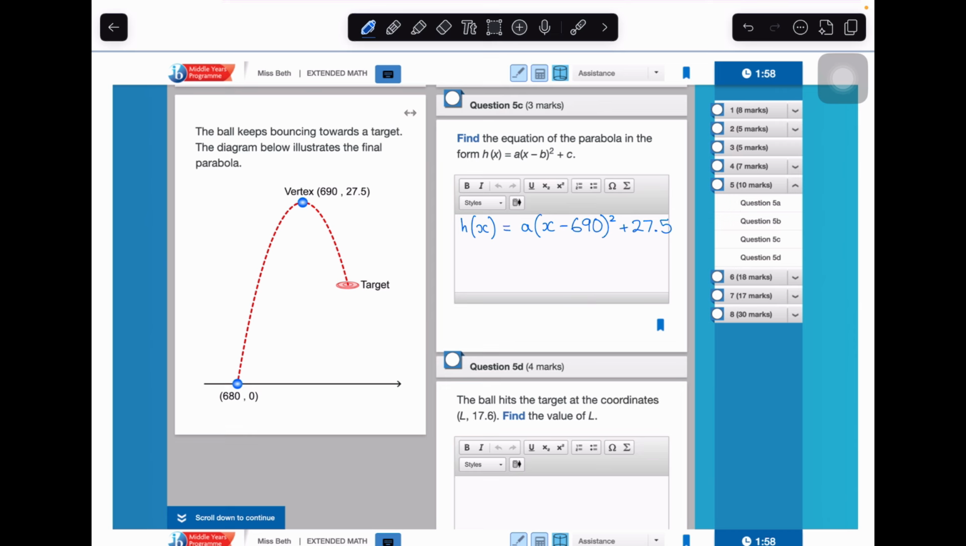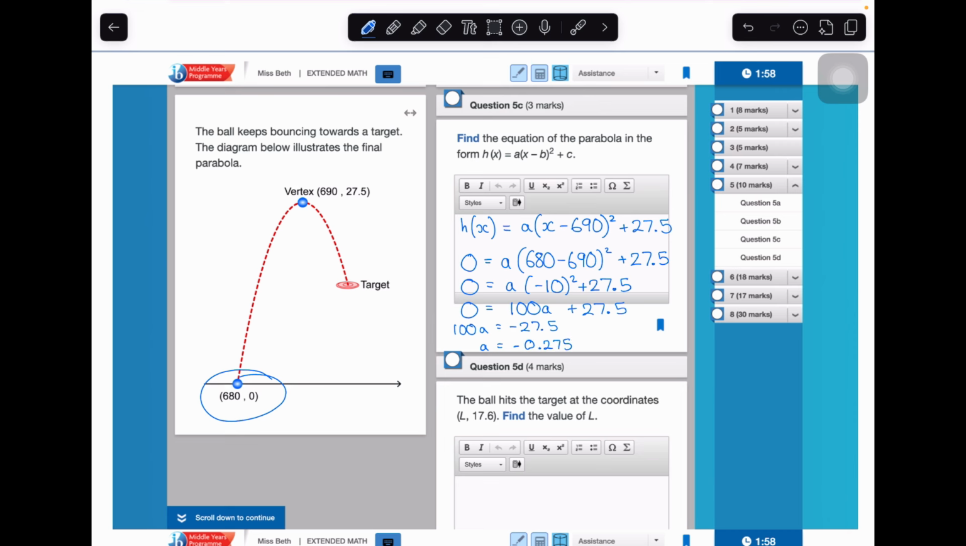27.5, okay? What you then need to do to find your a value, okay, is substitute in another point. So I'm going to use this point here. So 0 is equal to a lots of (680 minus 690) all squared plus 27.5. So I have 0 is equal to a lots of negative 10 all squared plus 27.5. So 0 is equal to 100a plus 27.5. If I rearrange, we have 100a is equal to negative 27.5. I'm going to divide by 100. So a is equal to negative 0.275.